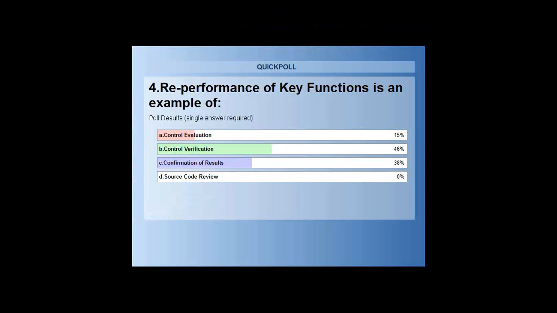Now we've got some real split votes. Now remember what we said. Confirmation of results we can do using our audit software. Control verification, the same thing. We know it's not source code review. We can use, funnily enough, we can use it for control evaluation, for control verification, and for confirmation of results. So in actual fact, all of the above. Isn't it powerful when you start looking at it?